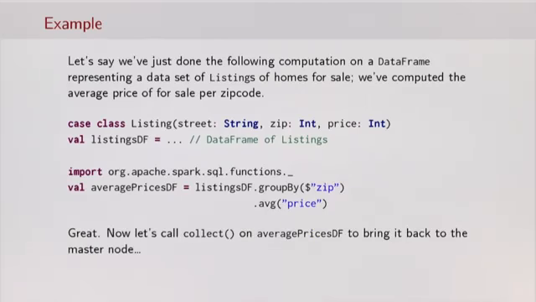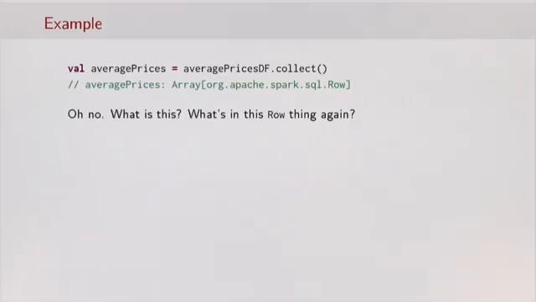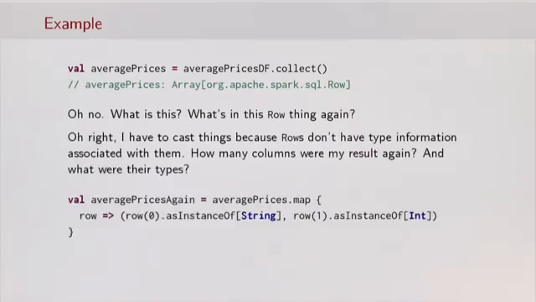Now let's do something completely normal. Let's call collect on it to kick off this computation, and let's try to bring back the average prices data frame in the form of an array back to the master node. Oops, or oh no, what was this thing again? I thought I was getting back an array of doubles representing the average prices. What is this row thing here? We've seen them in the last few sessions, but we didn't really look at them very closely. What's in this row thing again?